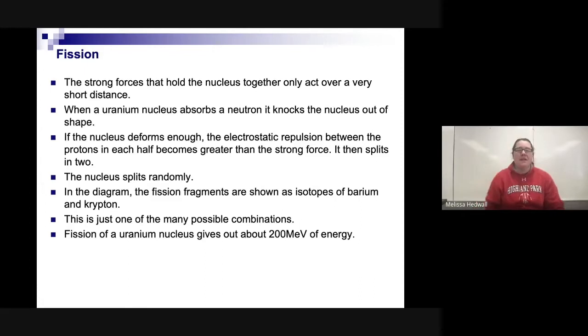So this part here, I just went back a slide, goes through and talks about what I was explaining in the way that it splits. The bottom line here says that fission of a uranium nucleus gives out about 200 mega electron volts of energy. And that's just for a single nucleus. It doesn't take that many. The mass of uranium that's needed to create a lot of energy is immensely smaller than the mass of coal or oil or natural gas.